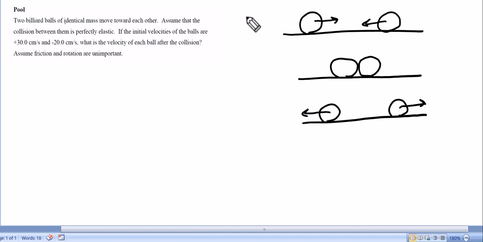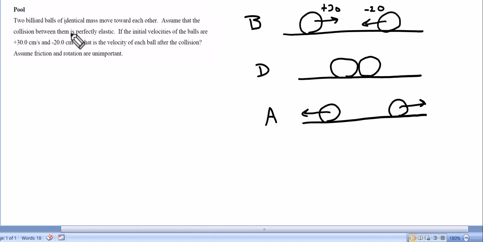Okay, so this is your before. This is during, and this is after the collisions. Now, they did give us some velocities. The one ball has a positive 30 centimeters per second, and the other one's got a negative 20. So they already labeled it for us. That's very nice.